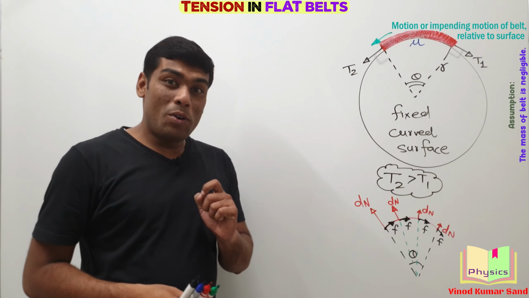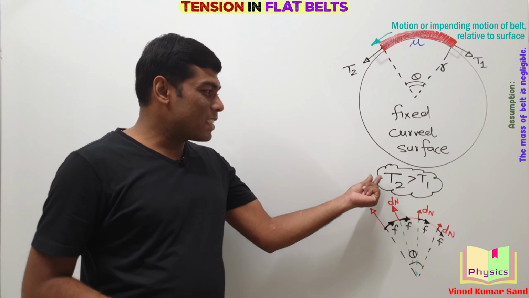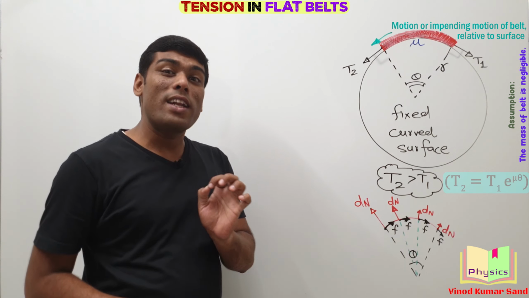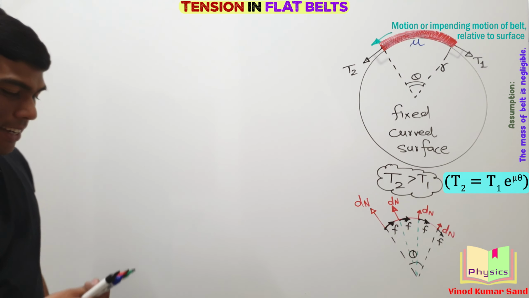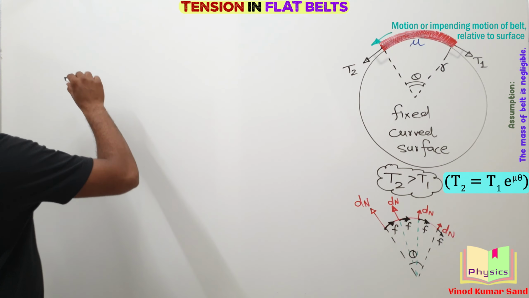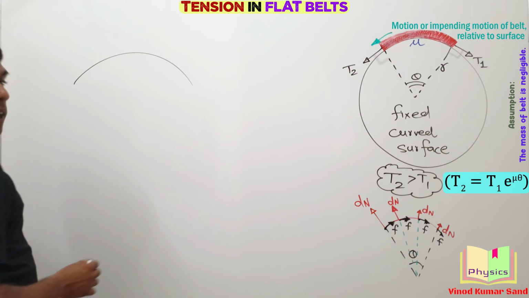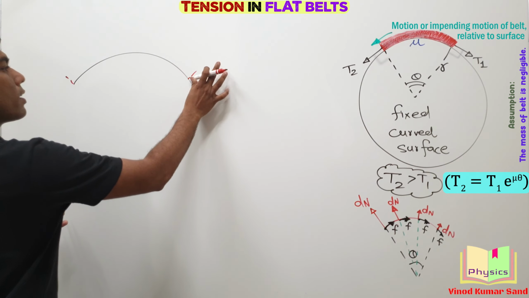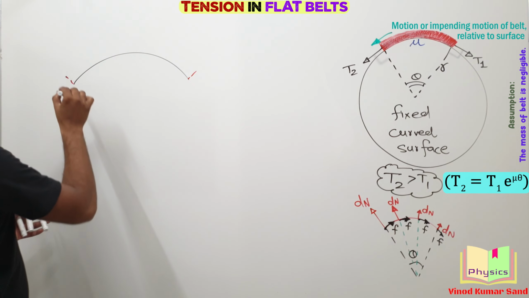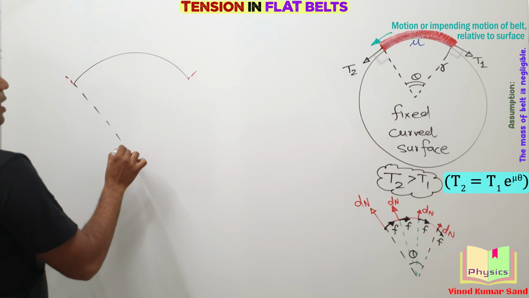Got it? Now we are going to prove that T2 is equal to T1 e to the power mu theta. Let's see the derivation here. Here is the fixed contact surface. The rope lies from here to here. Okay. And this angle has been taken as theta.